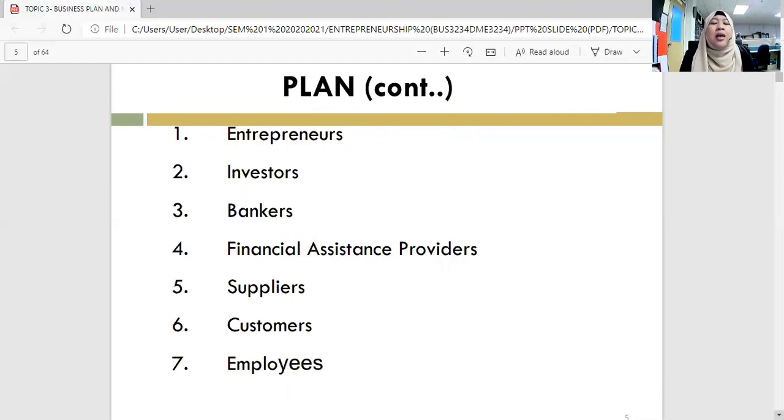And then the fourth one, the financial assistance provider. As we learned in topic 2, under the financial business support system, we have many agencies that provide financial assistance. We have PUNB, we have MARA, we have conventional banks, we have Agrobank. We also have agencies like MITI and MATRADE that really assist on the financial part of the business. Without them, I believe that the business cannot proceed, because we are cycled by this kind of business environment system.